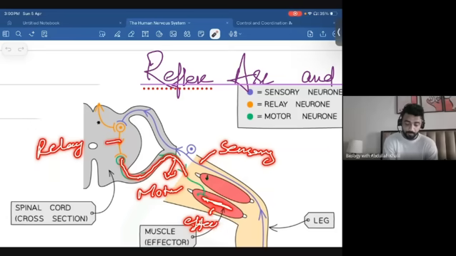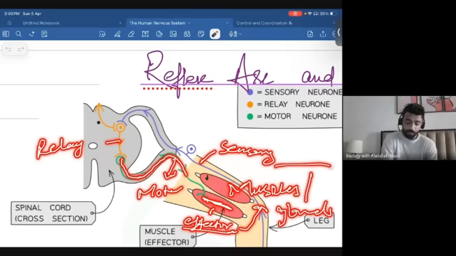An effector is what responds to the stimulus. Your muscle or gland is what responds. So effectors are either muscles or glands that respond to the stimulus.